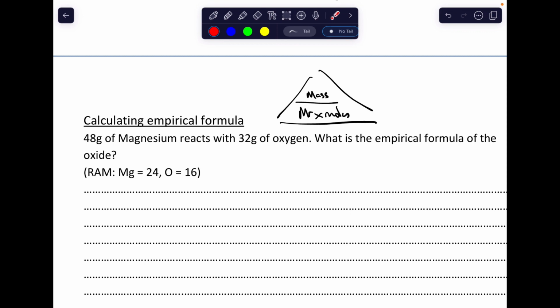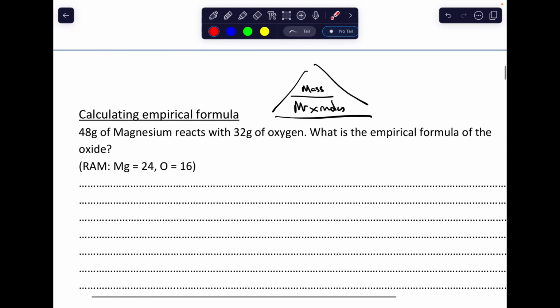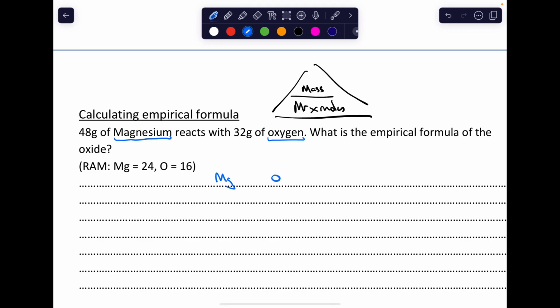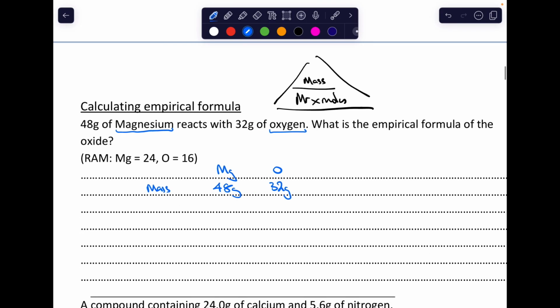So to do empirical formula calculations, we use this approach, this triangle approach. First of all, we write down the elements involved. The elements that are reacting together are, in this case, magnesium, which is Mg, and oxygen. The first step is to write the mass. From the question we've got 48 grams of the magnesium and 32 grams of oxygen. Next step is to write down the MR.